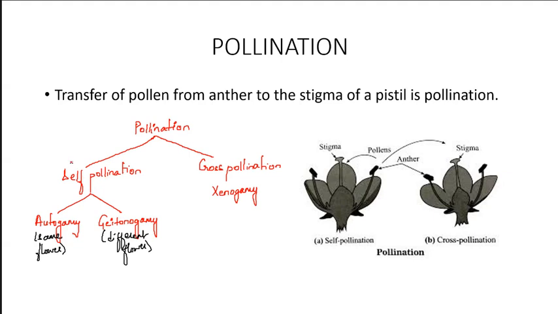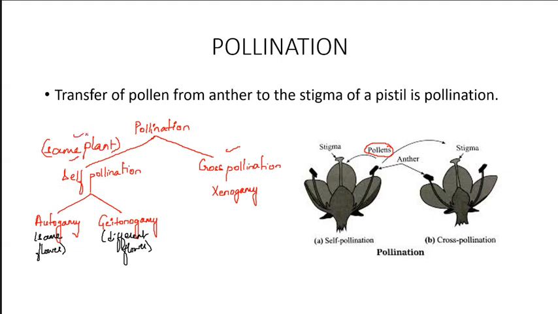Self-pollination is what? When the pollen falls on the stigma of the same plant, either in the same flower or in a different flower. Either the pollen will fall on the stigma of the same flower or a different flower within the same plant only. That is known as self-pollination.